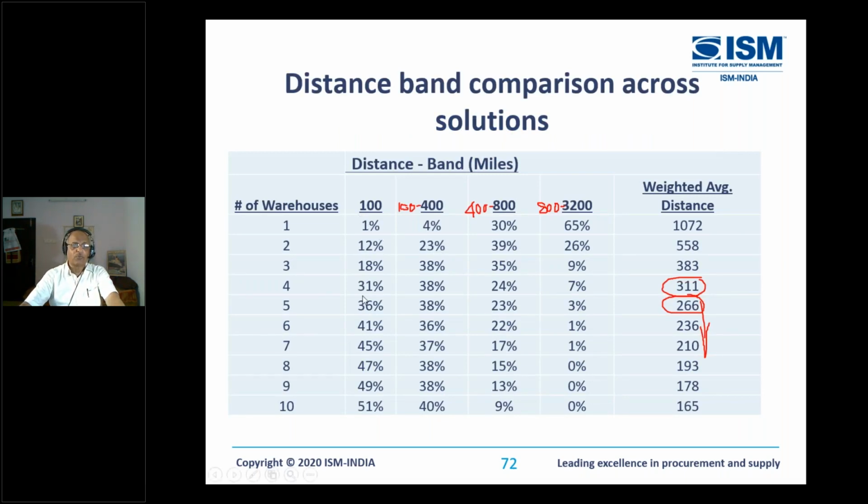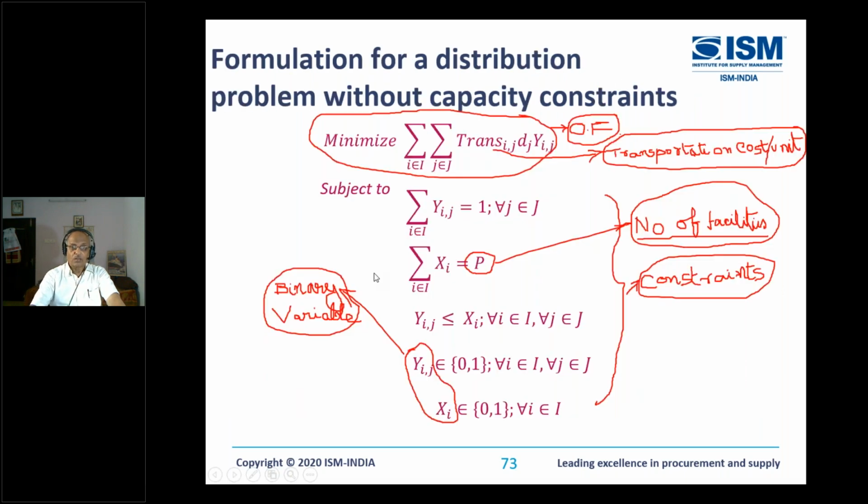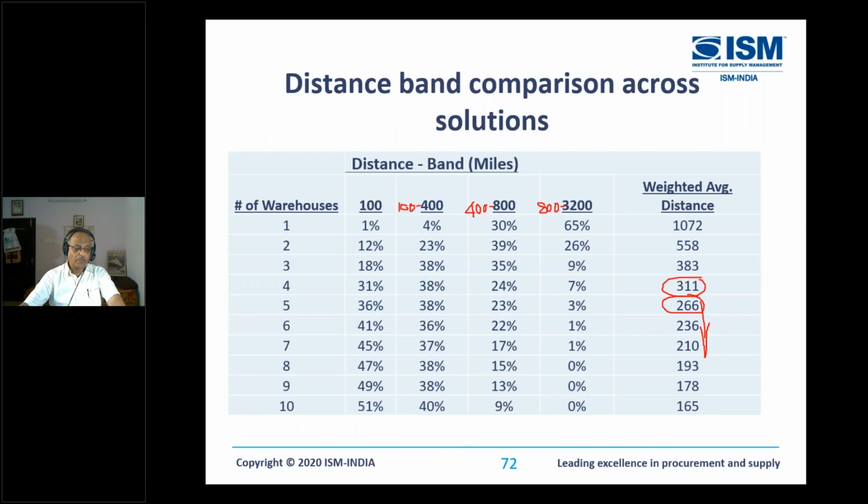Now suppose, for example, if I take 4 warehouses, 31% of the demand you are able to meet within 100, then 100 to 400, 38%, and 400 to 800, 24%, and for 800 and above the remainder. But the weighted average distance is 311. You can reduce the weighted average distance, but beyond 4, I'll say that this gain is not much. In fact, I'll say from the 3rd onwards, the gain is not much. So you make a choice which one you will go for.